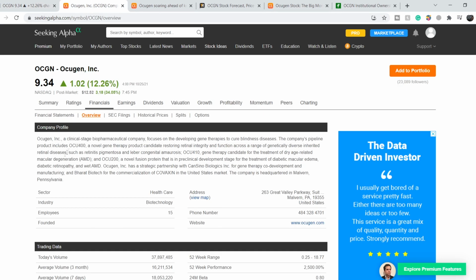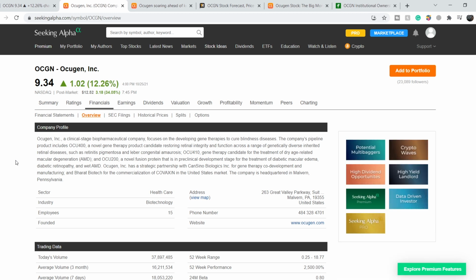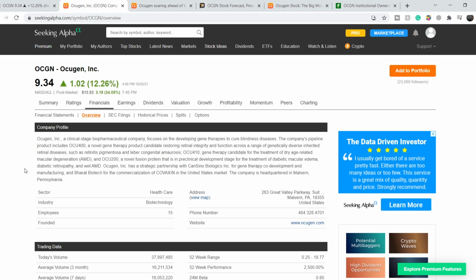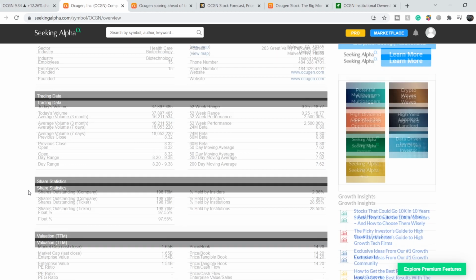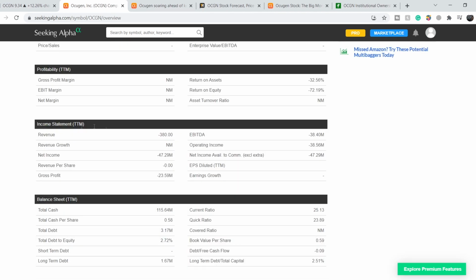So first of all, let's start with the company profile. Ocugen, a clinical stage biopharmaceutical company, focuses on developing gene therapies to cure blindness diseases. For now, their main catalyst is the strategic partnership with the Bharat Biotech company for the commercialization of Covaxin in the United States and Canadian markets. And this company doesn't have any revenue. They have negative $380 of revenue.